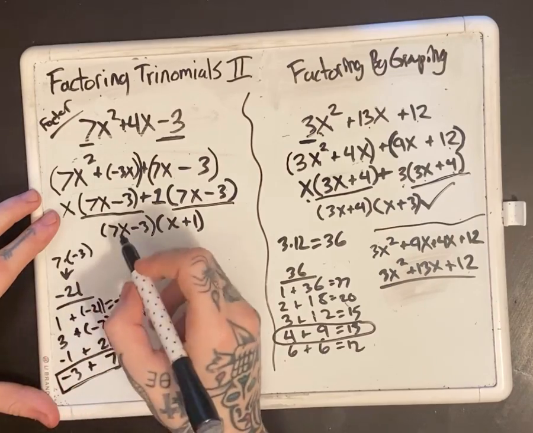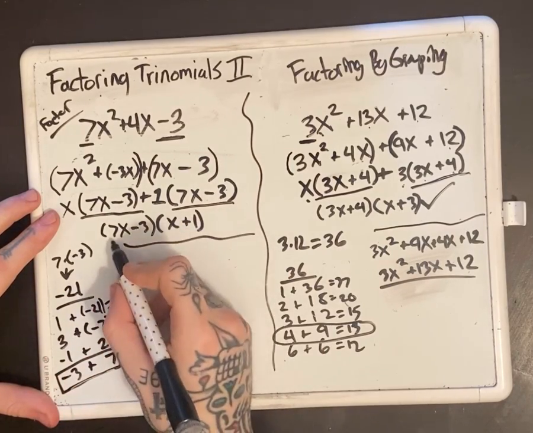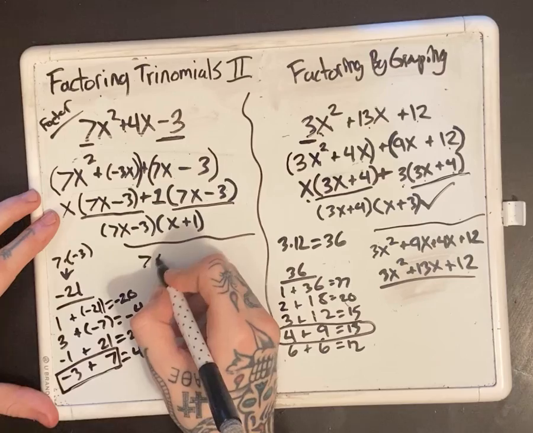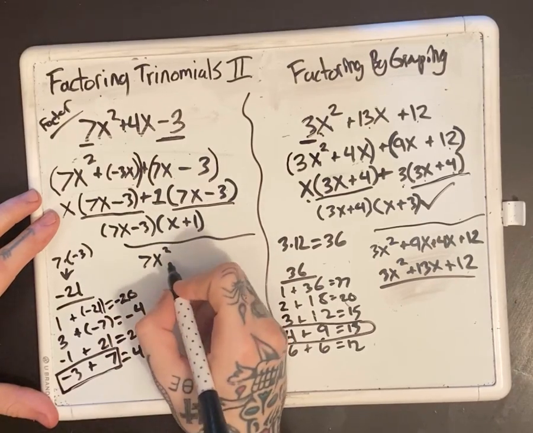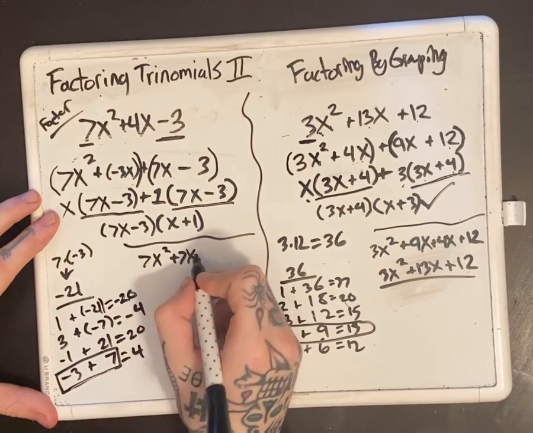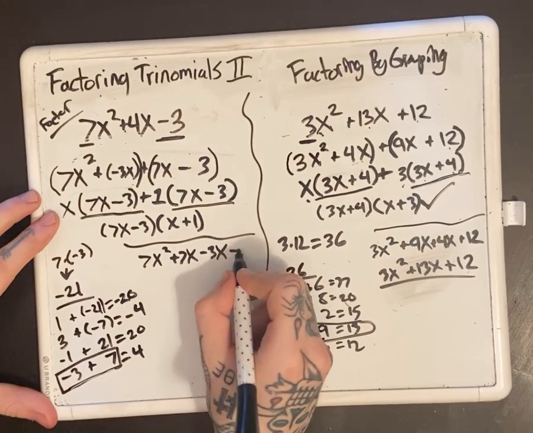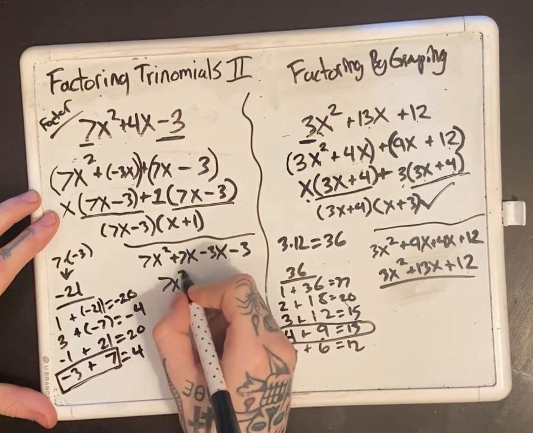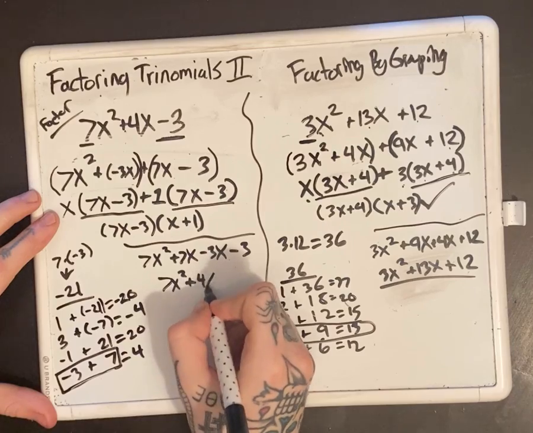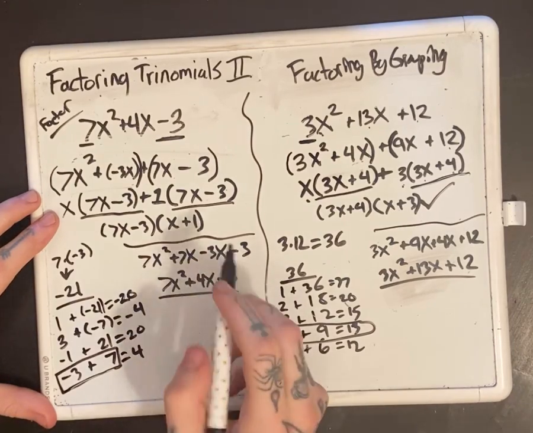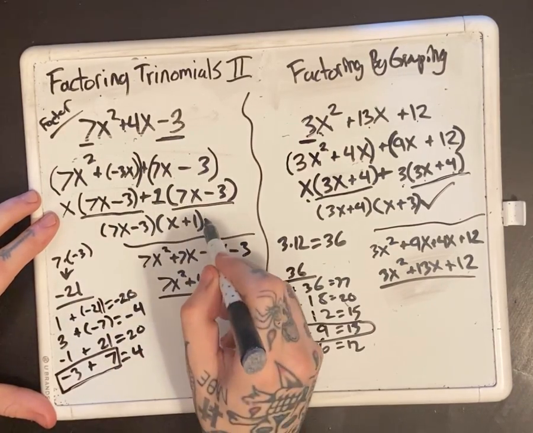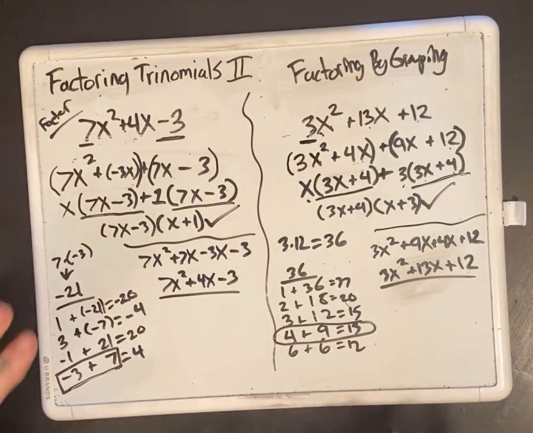I'm just going to FOIL just to double check. 7x times x is 7x squared. 7x times 1 is 7x, minus 3x, minus 3. Combine those like terms, we will get back the original trinomial. So, cool. So again, this is called factoring by grouping.